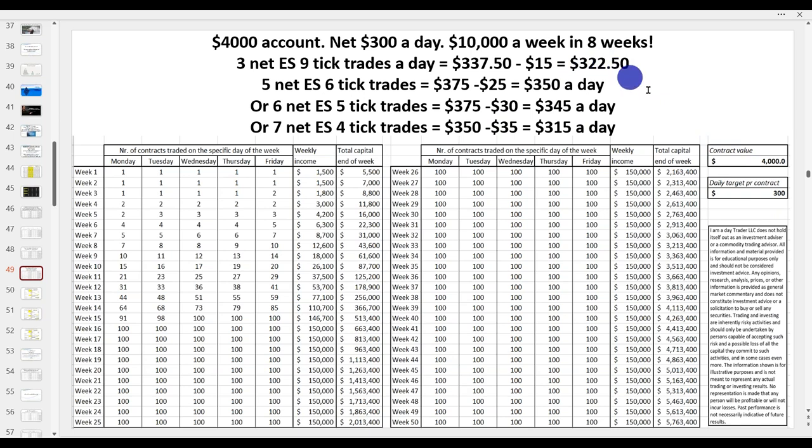So if you start off with $4,000, and that's trading a standard lot, not the micros, let me say this: I recommend that every new trader, unless you're already profitable, starts off with the micros and builds from there.